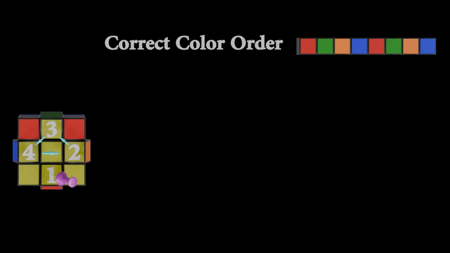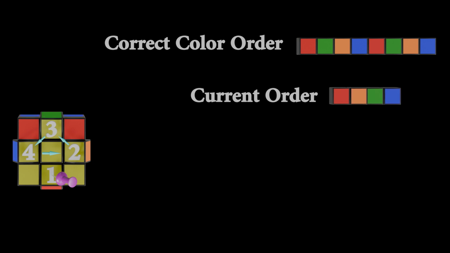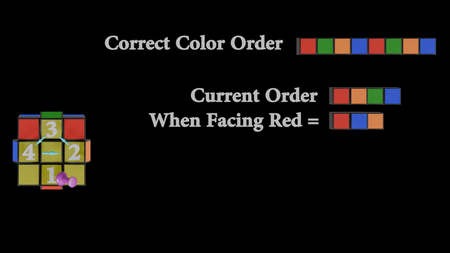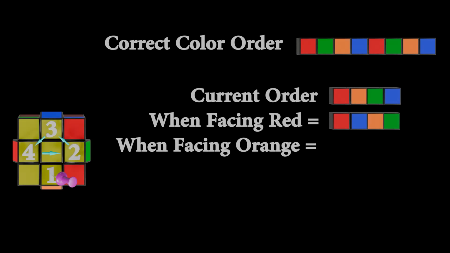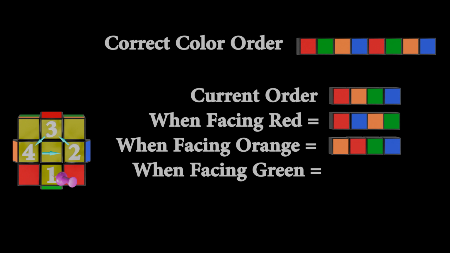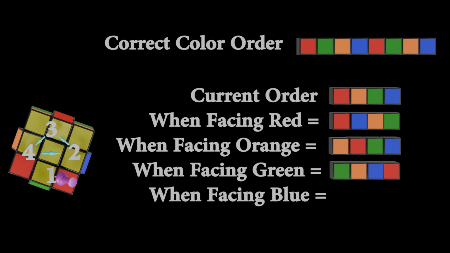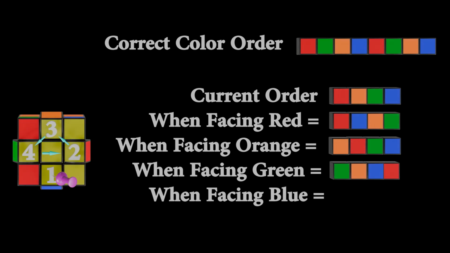be consistent. The correct color order of the Rubik's Cube is red, green, orange, blue, red. The example color order is red, orange, green, blue. When red is marked as 1, the color transformation order is red, blue, orange, green. When orange is marked as 1, the transformation order would be orange, red, green, blue. When green is marked as 1, the transformation order would be green, orange, blue, red. When blue is marked as 1, the transformation order would be blue, green, red, orange.